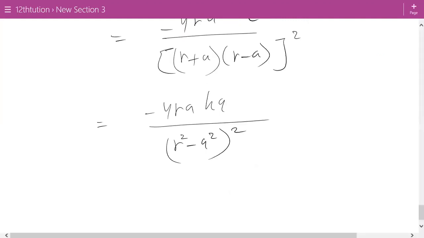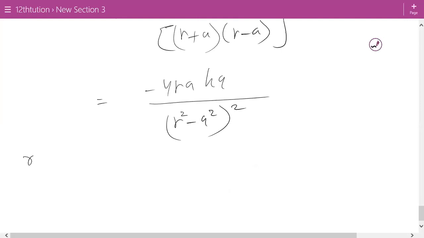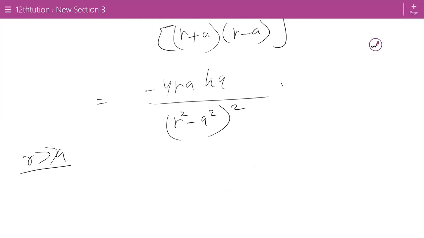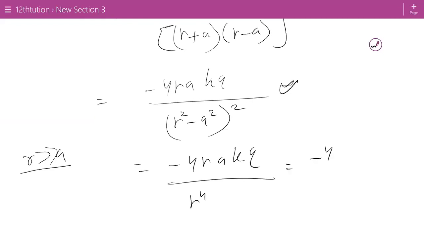Now we will take the approximation. We already said that R is very much greater compared to a. If R is very greater than a, it means a will be neglected. So it will become minus 4Ra, a will be neglected, R to the power 4. So it will become minus 4 a KQ divided by R cubed. This is the electric field on the axis.